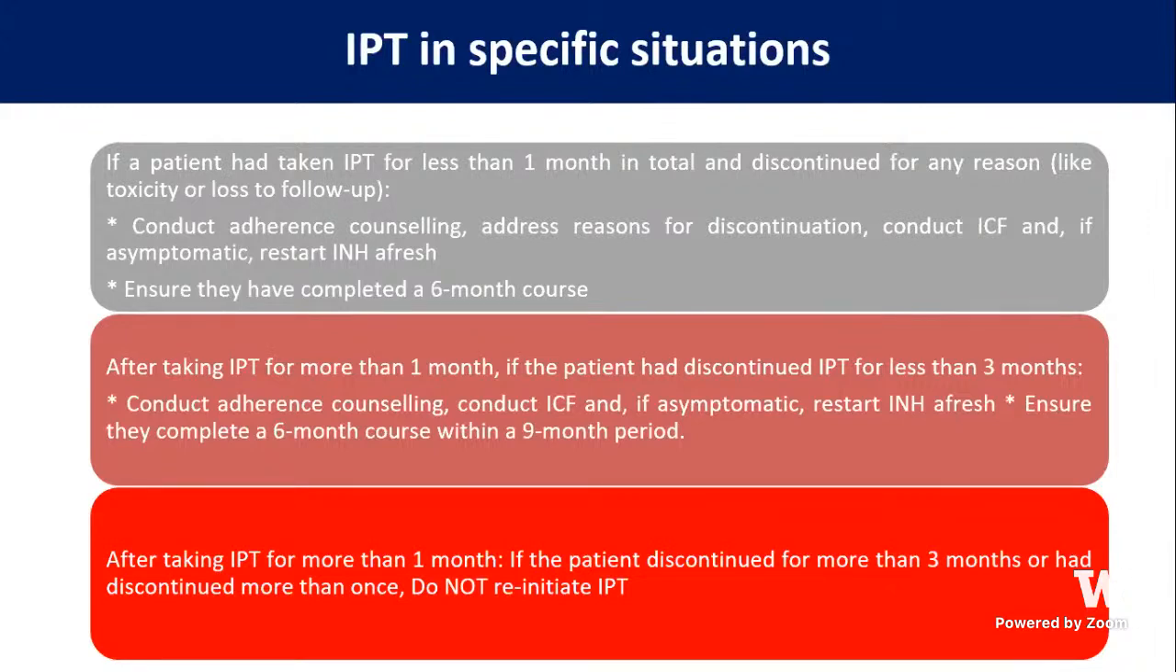So in a nutshell, to remember, if a patient has taken IPT for less than 1 month, we ensure that the patient continues and completes the remaining course of IPT. And if a patient has discontinued after more than 1 month but for less than 3 months, we need to ensure that he completes the course within the next 6 months, that is a 9 months period. And if it is more than 3 months, do not give this patient IPT again. This requires a case where we need to look more into the adherence of ART also in such patients. Next slide.